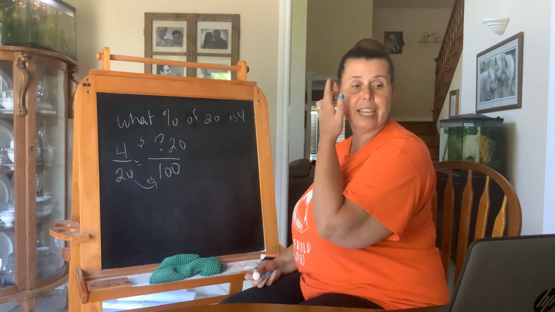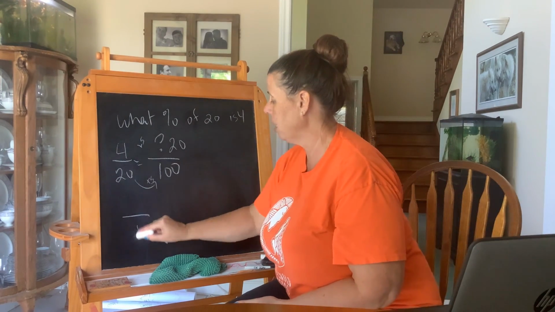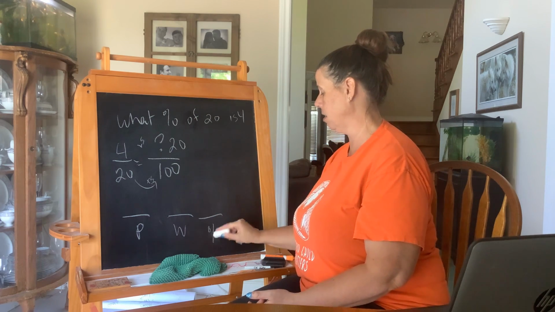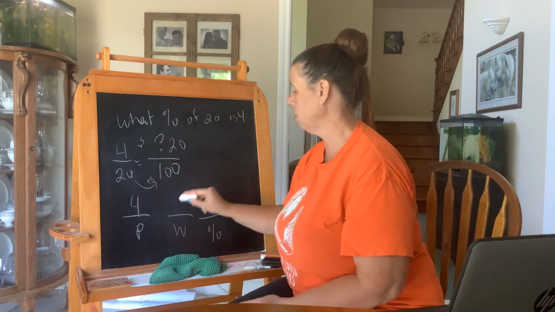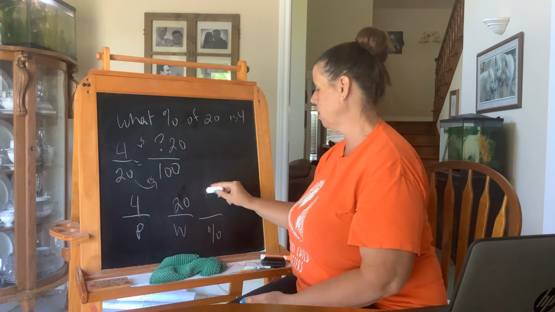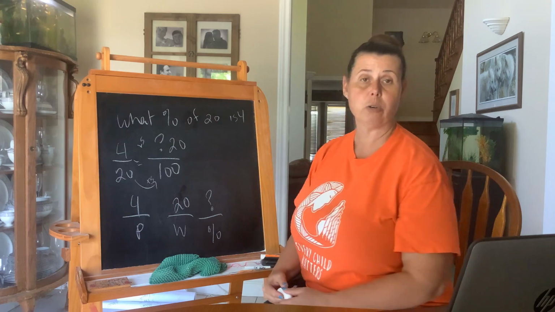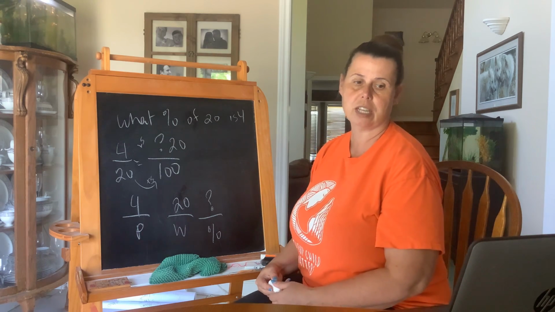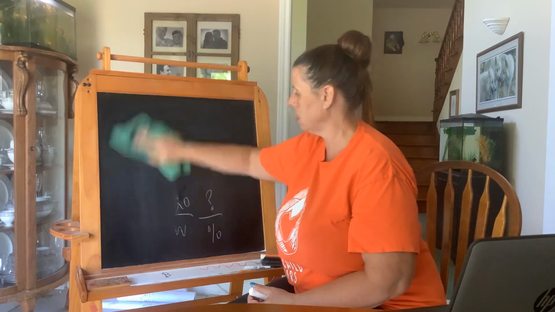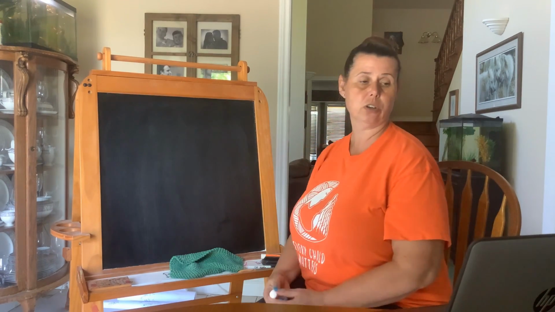But the way that they have it laid out is they have a blank for part, a blank for the whole, and a blank for the percent. So the part is 4, the whole is 20, and the percent is unknown. But we do know it's out of 100 because it's a percent. Okay? So there's A. Let's try, I don't know, C.